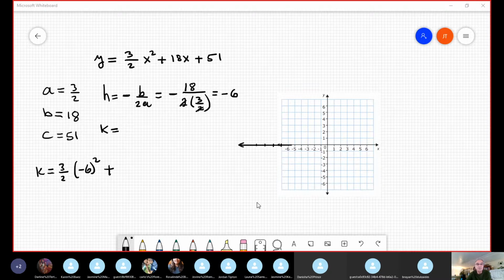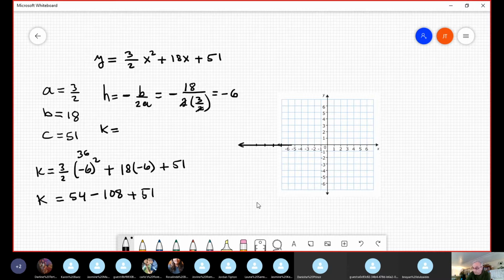So 18 multiplied by negative 6 plus 51. Well, negative 6 squared is 36. 36 divided by 2 is 18. 18 times 3 is 54. Minus 18 times minus 6 is 108. Negative 108, of course. Plus 51. So 51 and 54 together is 105. 105 minus 108 is negative 3.